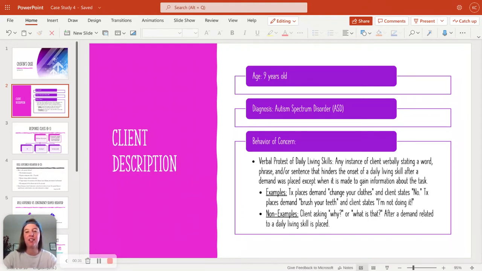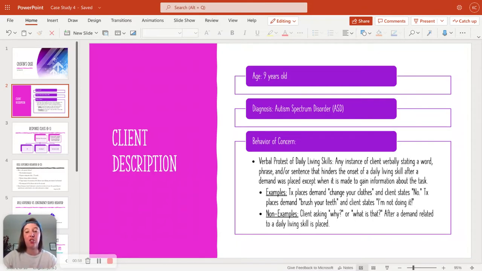So that's any instance of the client verbally stating a word, a phrase, or a sentence that hinders the onset of a daily living skill after a demand was placed, except when it is made to gain information about the task, which we've put in our non-examples here. So first, our examples are if the therapist places a demand, change your clothes, and the client states no. That hinders the onset of that task.